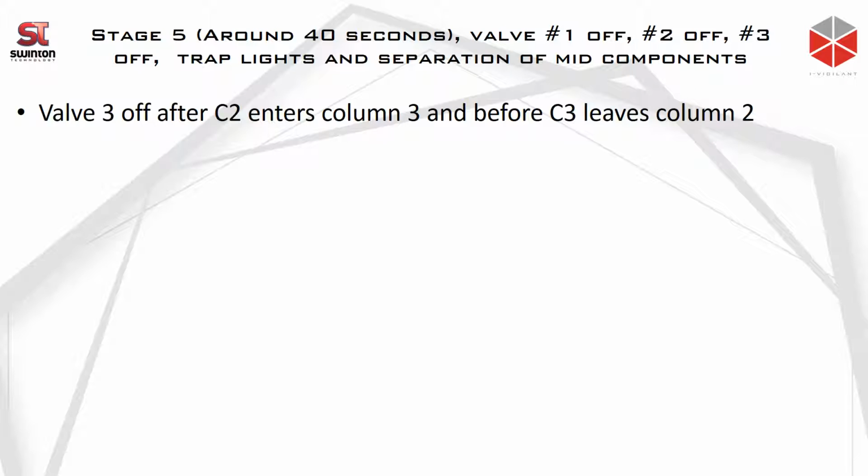Now on stage 5, it's around 40 seconds in the C6 plus GC. The valve condition will be valve 1 off, valve 2 off, valve 3 off. So we are just basically turning off valve 3. The function of it is to trap all the light components, and we separate all the middle components, and after that we detect all the middle components through the detector. So this needs to happen after all the C2 enters column 3, but before C3 leaves column 2.